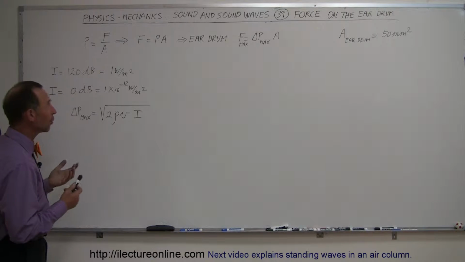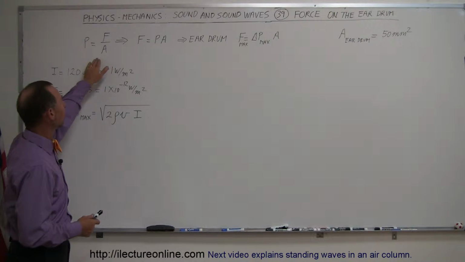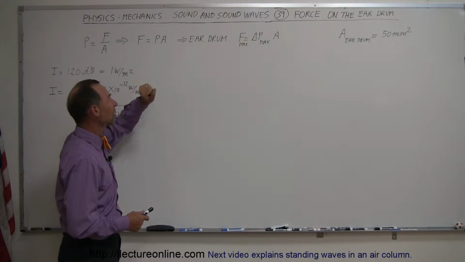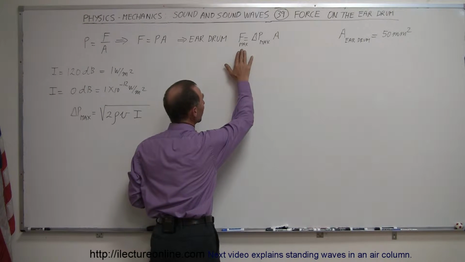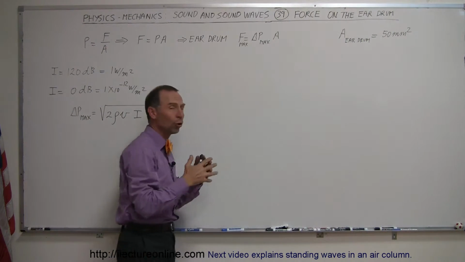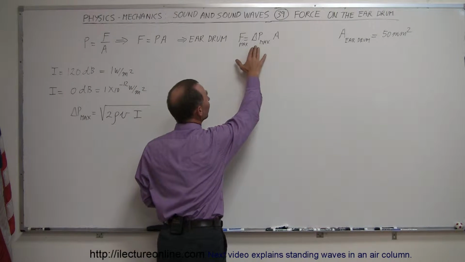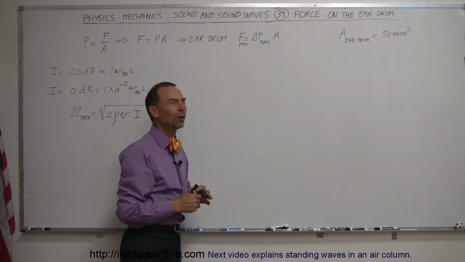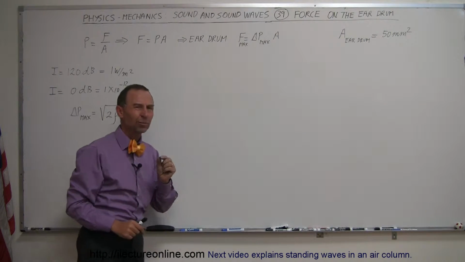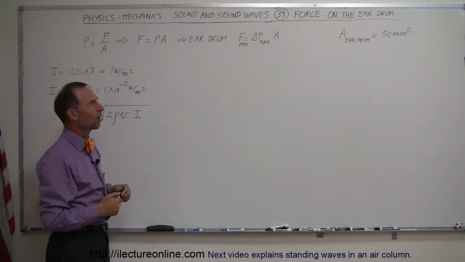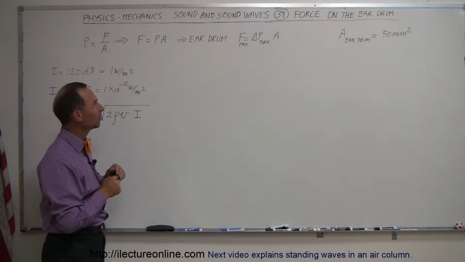So, of course, pressure is equal to force divided by the area, and that can then be solved for the force, which is pressure times area. In the case of an eardrum, the maximum force on the eardrum would be the pressure difference between the normal atmospheric pressure and the maximum pressure attained by a sound wave times the area of the eardrum, which is about 50 square millimeters, about 0.7 centimeters squared.